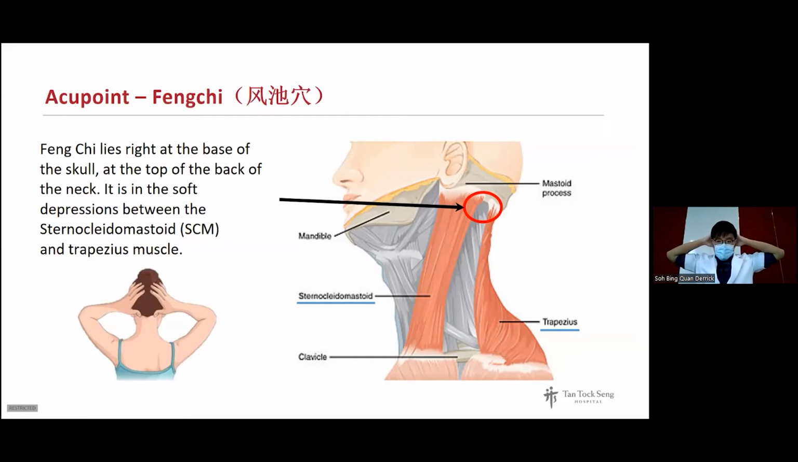Okay, push up into that depression. You will most likely feel an aching sensation. If you cannot find an aching sensation, just move around your thumb, find another depression, and push it up. So what you need to feel is an aching sensation when you press. If you feel nothing, then you're not pressing onto the acupoint.